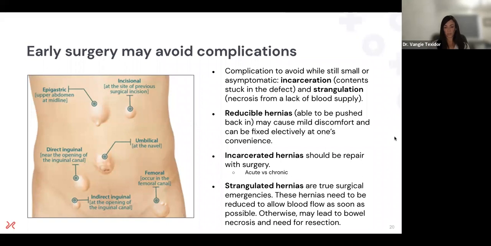Almost always, if they're in the ER, they're going to have some discomfort, but most of them can be pushed back in. And this can be fixed electively at a later time. If you reduce them, no need to rush into the OR. Like I said, acute versus chronic incarceration, and then strangulations. If you suspect it, you want to go into the OR as soon as possible.